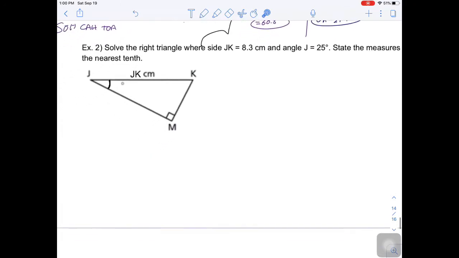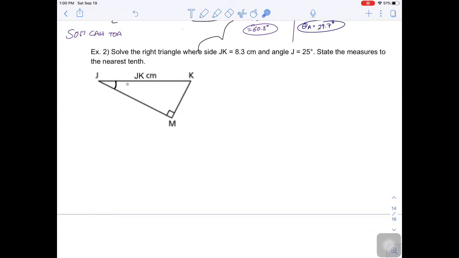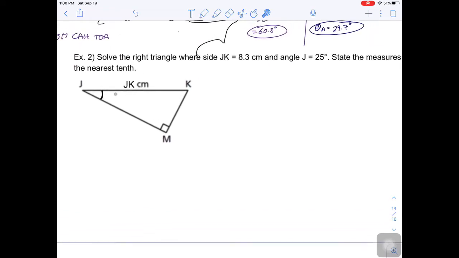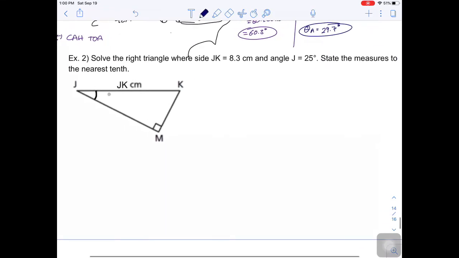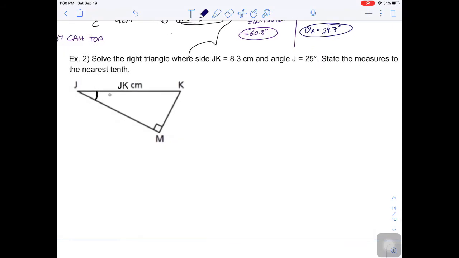Let's look at example 2 here. Solve the right triangle where the side JK equals 8.3 centimeters and the angle J is 25 degrees. State the measures to the nearest tenth. Okay, so let's write down everything we have. First off, remember, we're dealing with the right triangle. As soon as you see that, where's your hypotenuse? There's my 90 degrees, and right straight across from it, you find your hypotenuse. So this equals your hypotenuse.